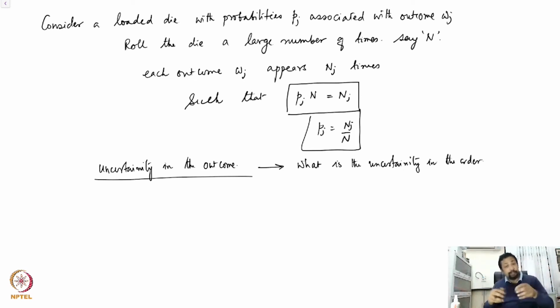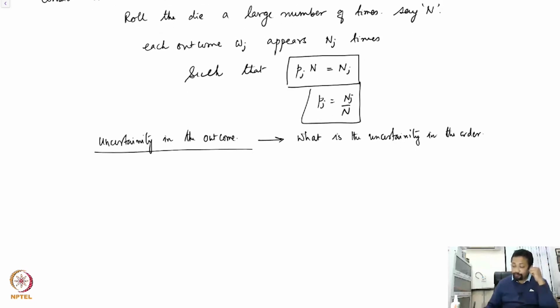Because my outcomes can appear in different order, and therefore you expect that if you roll it say 10 times, or 100 times or 1000 times, you're going to get different orders in which the outcomes are going to appear. But therefore your original uncertainty about the outcome has now transformed into the uncertainty in the order. But all the orders are equally likely to appear. They appear with the same probability. So all you have to do is figure out the total number of possibilities that you can have, right?